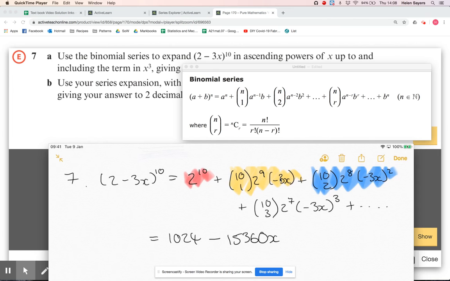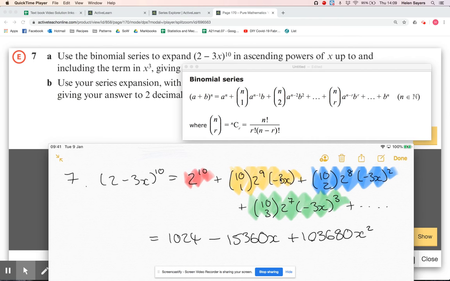Then I am looking at my x squared term. I have got minus 3x, but the whole thing is being squared, so that is going to end up as a positive. And you definitely need to use brackets there, because otherwise you're just going to forget that the minus 3 needs to be squared. Even if you do remember, if you haven't got brackets in that line of working, technically your solution isn't totally correct. So it's 10 choose 2 times 2 to the power of 8 times minus 3 all squared, which is 9. So I get that as plus 13680x squared.